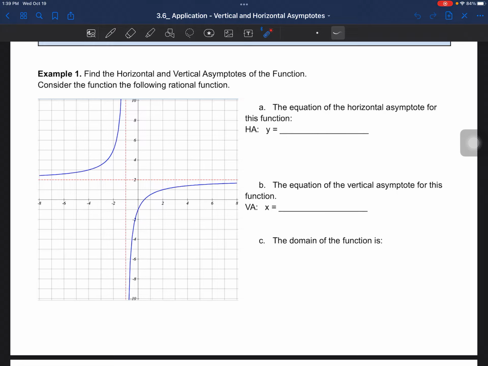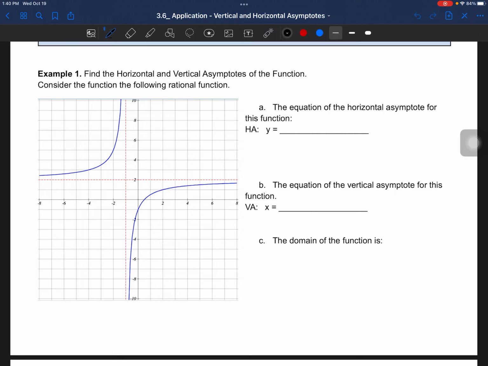Welcome back, class. So we're gonna try example number one. We're given a graph, and from the graph we are going to identify the horizontal asymptote and the vertical asymptote. It's actually the easiest way to find the horizontal and the vertical asymptote, from the graph. We can easily estimate it, right? But again, it's just an estimation. Later on, we're gonna do some algebraic form to find the vertical and horizontal asymptote given the actual function.